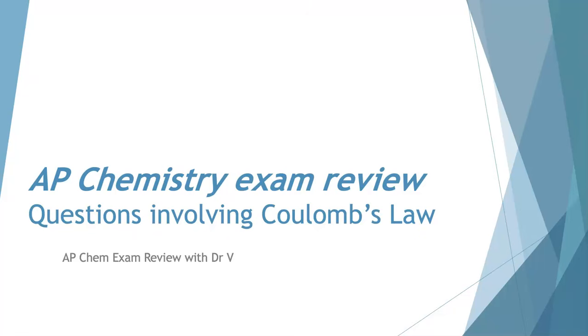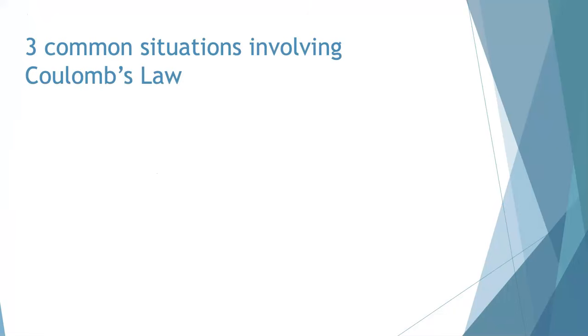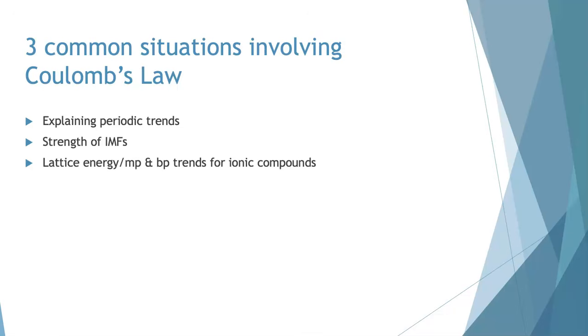In this webcast, we're focusing on free response questions involving Coulomb's law and the best way to answer them. Now, there are three common situations involving Coulomb's law, three typical types of questions that we see in the AP Chemistry exam, especially in the free response. One is explaining periodic trends. We can also talk about strength of IMFs. And the last one is lattice energy, or talking about melting and boiling point trends for ionic compounds. They're all Coulomb's law. There's all little quirks that you have to know in terms of each one.